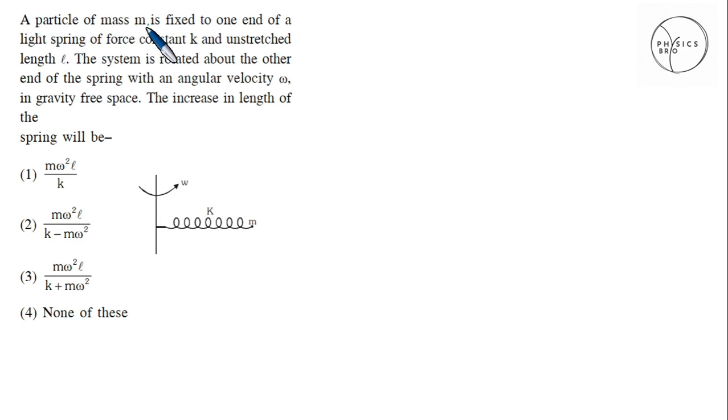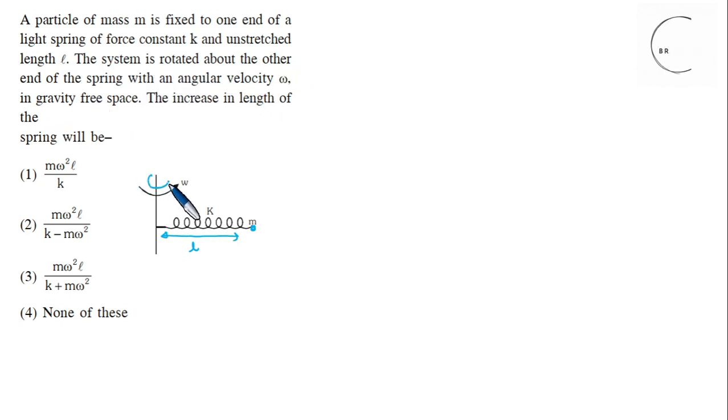A particle of mass m is fixed to one end of a light spring of force constant k. So there is a spring with a spring constant k and there is a mass of mass m, and the unstretched length is L. Obviously it is about the spring, it is unstretched. Okay, the system is rotated about the other end.